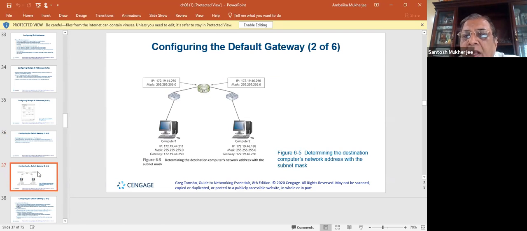And also, it determines the destination computer network's address with the subnet mask. So it also verifies whether it is really reaching the right network address or the subnet mask which has been assigned for. So the destination is the right destination where it is reaching. That is its ultimate objective, to find it out.